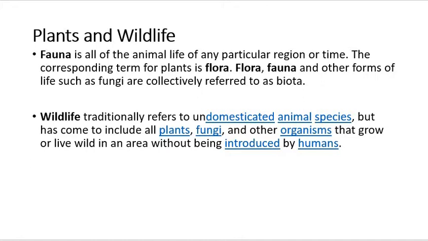Wildlife traditionally refers to the undomesticated animal species, but has come to include all plants, fungi, and other organisms that grow or live wild in an area without being introduced by humans, like desert, forest, rainforest, grasslands, and other areas, including the most developed urban areas, all have distinct forms of wildlife. Okay, let's move forward.